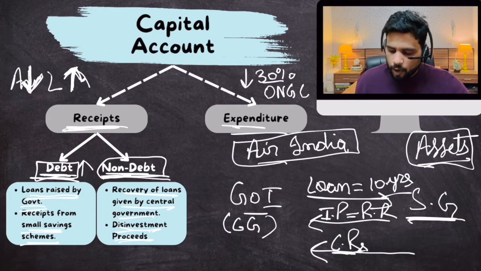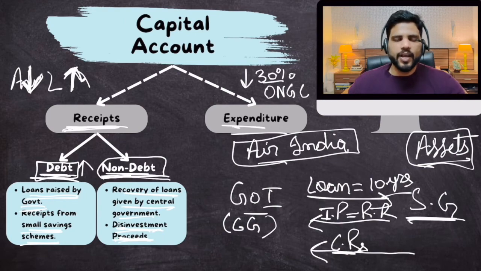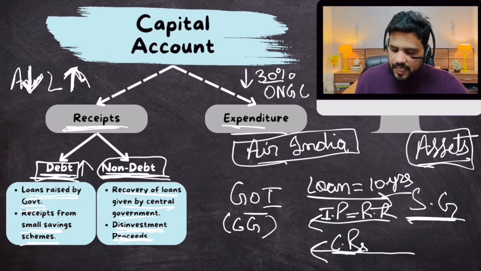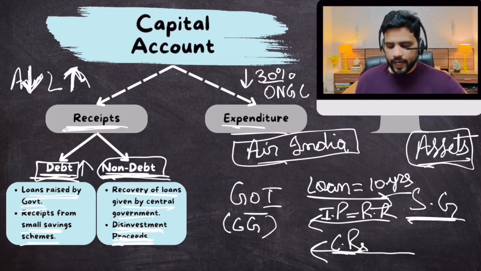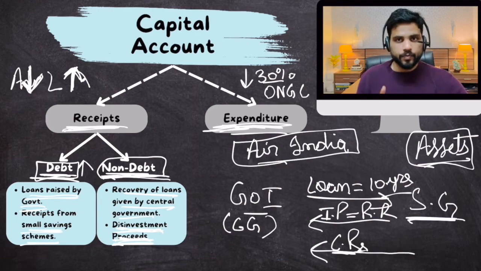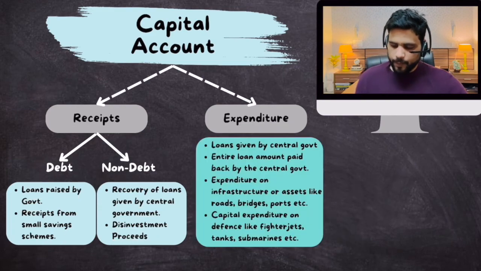But this is an example of disinvestment. So 30% sale of ONGC, 100% sale of Air India, 10% share of Indian Bank or Punjab National Bank. All of this is categorized as disinvestment and it is a non-debt creating capital receipt. Clear? Very simple. All right. Now let's talk about capital expenditure. Very important. Hear me out carefully.